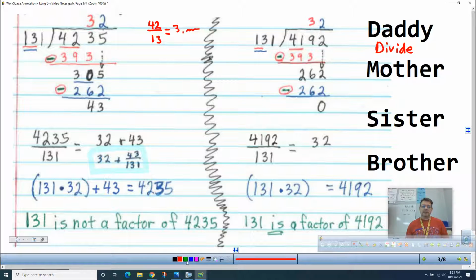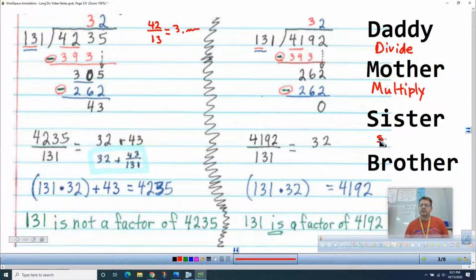The next part is multiply. That's what mother stands for, multiply. So we said 3 times that whole thing, 131, not just the 1, not just the 3, not just the other one, the whole thing. That's important when we're talking about binomials and trinomials. It's the whole thing. So we did that and we got 393.